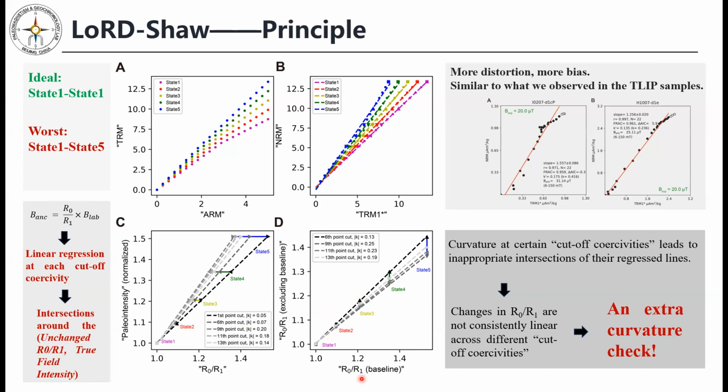Just use the R before and after heating baseline, and R before and after heating of other cutoff coercivities. And also, since some curvature in these lines will affect the intersection points, we need extra checks for the curvature.